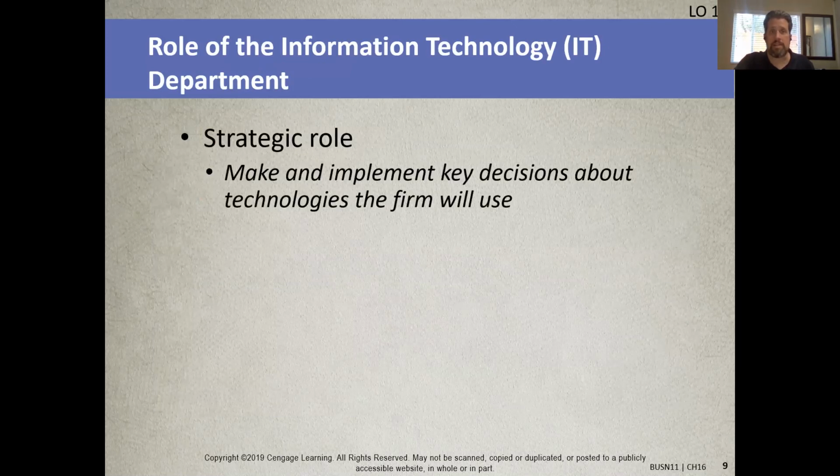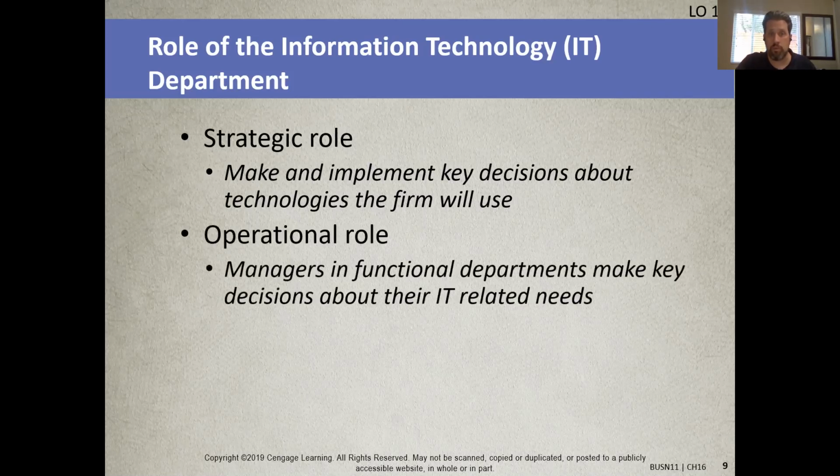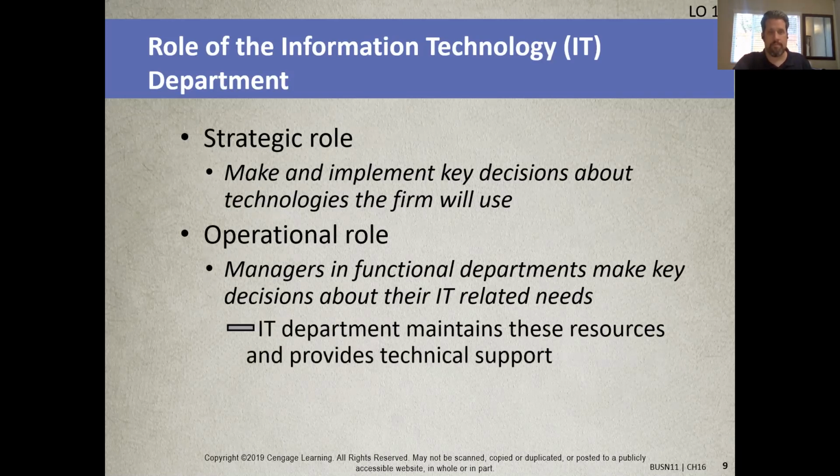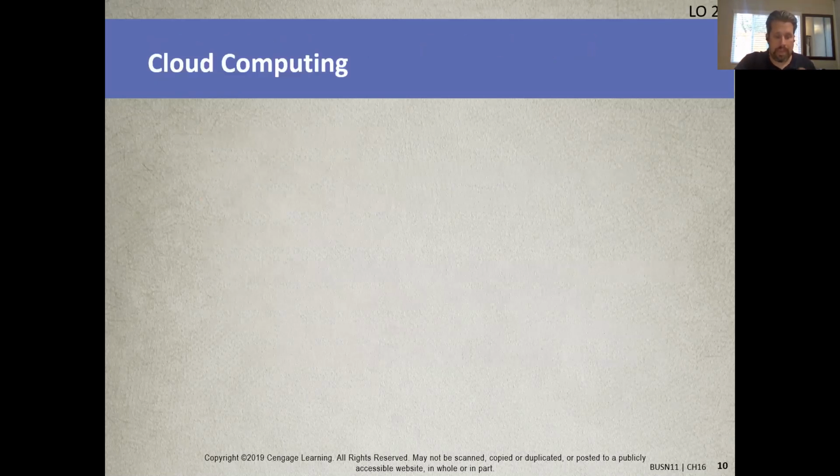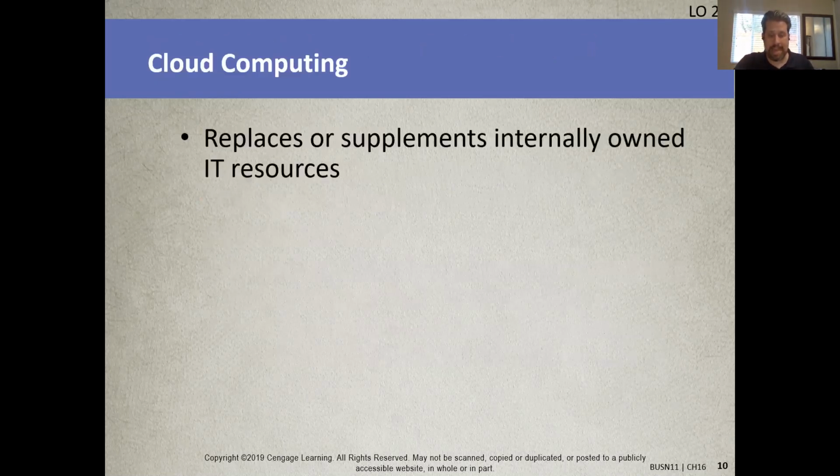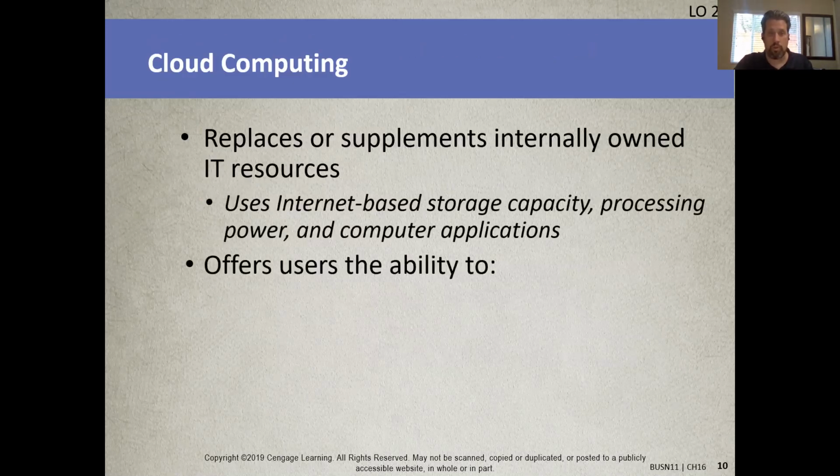The role of information technology is a strategic role to make and implement key decisions about technologies a firm will use. It could be an operational role. You have to take a look at the functional needs of each department, how they're different from one another. The marketing and graphic design department might have different needs than an accounting department. Okay, so we have to take a look at what those IT related needs are. Employees in most companies access data and use applications that are stored on the company's servers or their own computers.